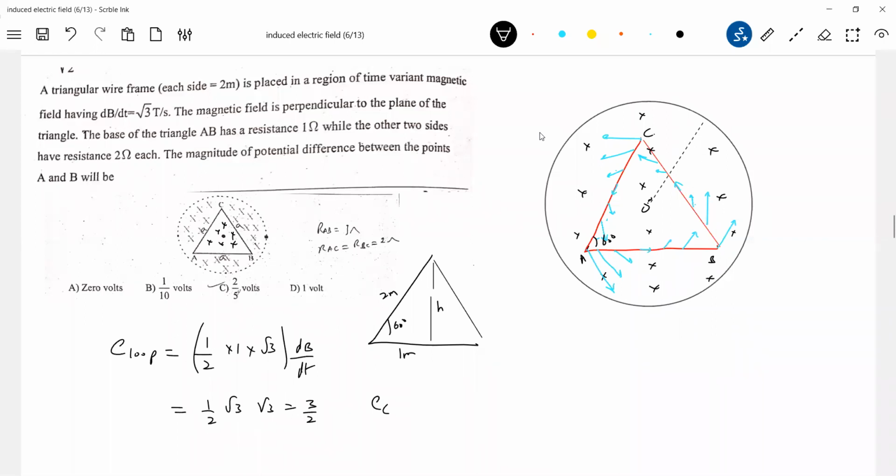Area, sir, root 3 by 4 a square. Sir, there you wrote 1, no sir. It should be 2. Side is 2 meters, no sir. Okay, okay. This is only root 3. Only 3, sir. Okay, this will be only 3. Half into base into height, no? Height will be root 3. So this will be 3 volt total.